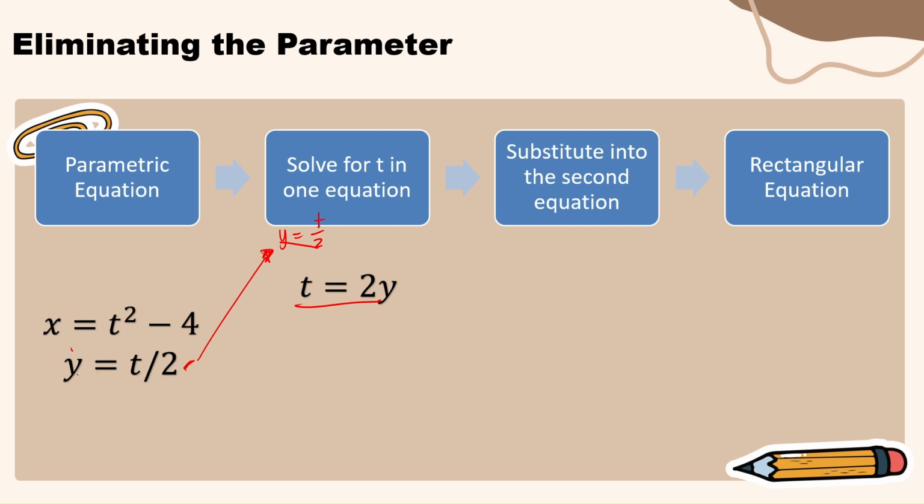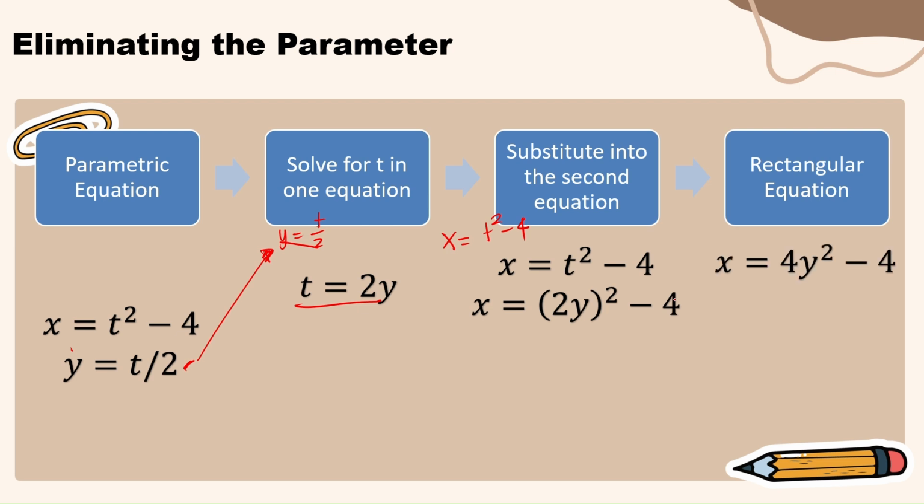Since na-utilize na natin itong equation na to, substitute natin yung t into x is equal to t squared minus 4. So plug in lang natin yan dyan. So x is equal to t squared minus 4. Plug in si value ng t, which is 2y. We will have x is equal to (2y) raised to the power of 2 minus 4. Simplifying that, we will have our rectangular equation that is in this form. X is equal to 4y squared minus 4.